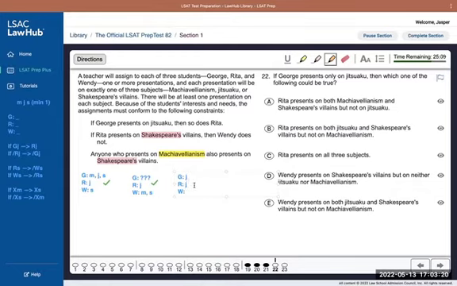R presenting on J is going to give us a bit of an issue between R and W, because we do have to have each of the subjects be presented on at least once. There will be at least one presentation on each subject. So that's where the fact that George only presents on J is actually going to become an issue, because either R or W has to present on the other subjects. So if R presents on S, W can't.